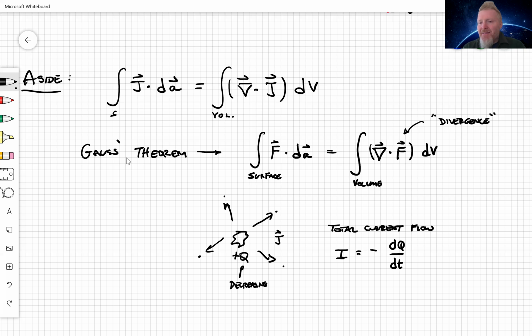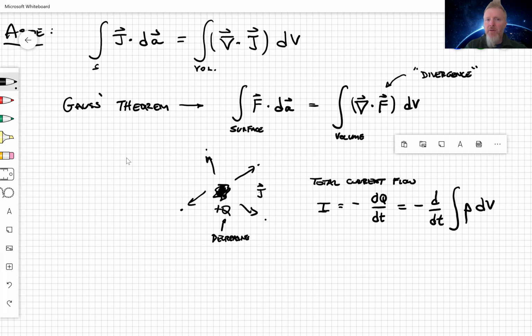So if I think of this Q as being a body of charge with some charge density rho, I would just integrate over rho dV to find the total Q. That's the total charge of the thing. So now look what happens.